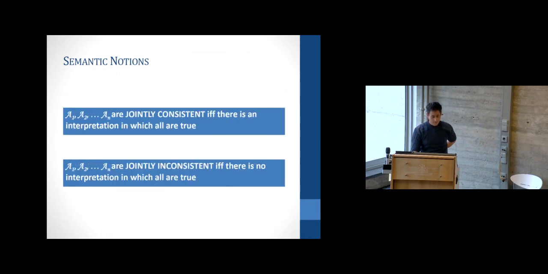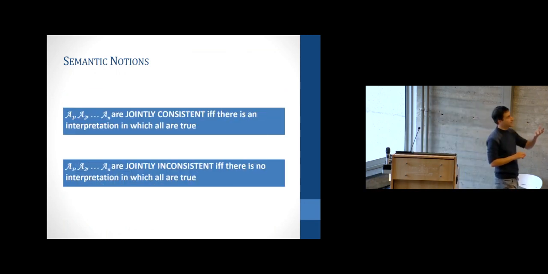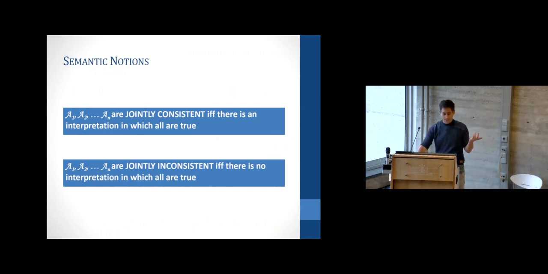Okay, so let's look at some examples. Consistency and joint consistency. Sentences are consistent if there is an interpretation where they're all true. Inconsistent if there is no interpretation that makes them all true.